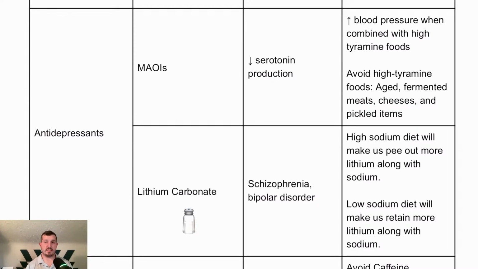So, keeping in mind those tyramine foods would be like aged fermented meats, cheeses, pickled items. Those are going to be those major ones that you're going to think of there.